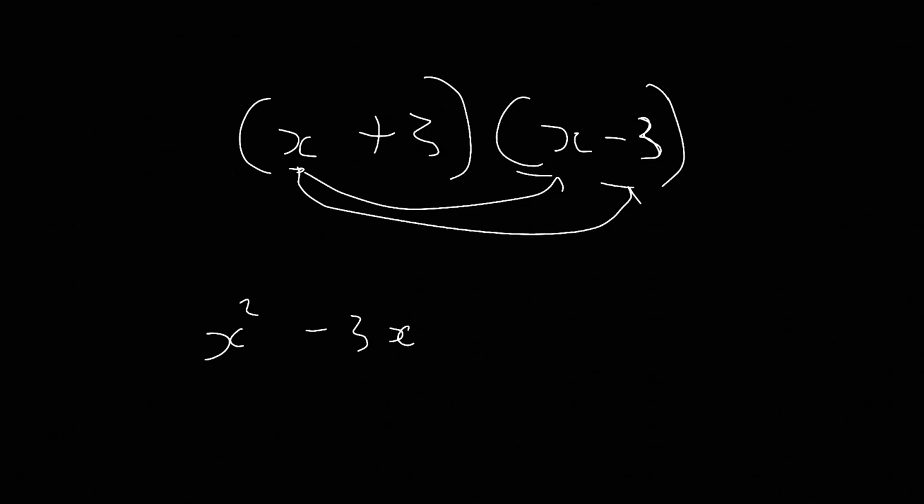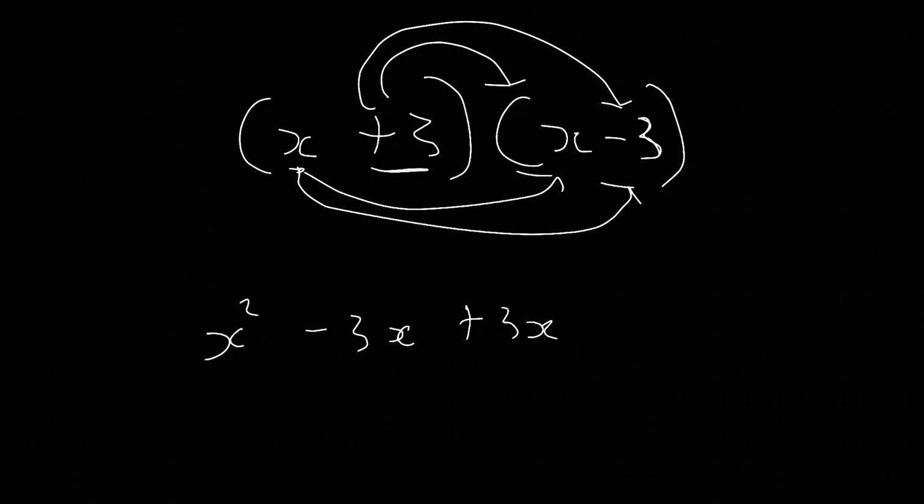Now the second thing is I get my second value in my first double bracket, so this plus 3. I then go ahead and multiply it by both of these values, the x and the minus 3. So plus 3 times x gives me plus 3x, and then plus 3 times minus 3 gives me minus 9. Now we can go ahead and collect like terms. I have this minus 3x and this plus 3x. They cancel out with each other. So therefore my final answer is x squared minus 9.